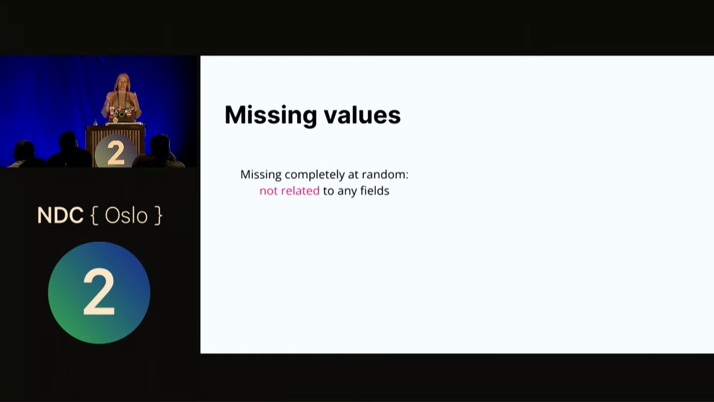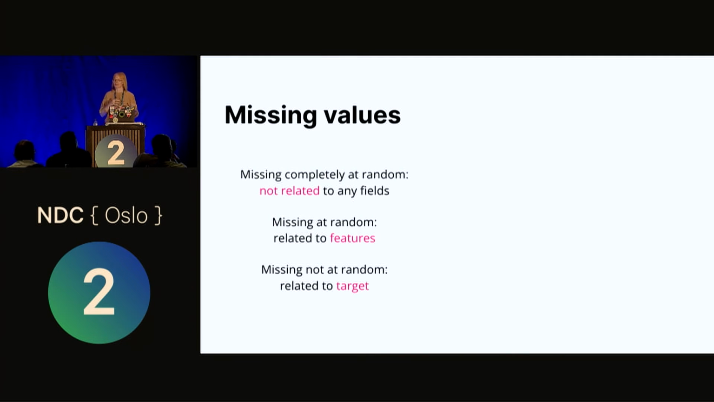Missing data can be missing completely at random. This means that it's truly random. There's no relationship between the missingness and your features and your targets. It can be missing at random. This means it has a relationship with the features, but not the target. And then it can be missing not at random. I don't know why it's called this. It's a very awkward name. But that means that the missingness has a relationship with the target. This is the most serious form of missingness because it can bias the predictions that your model makes.